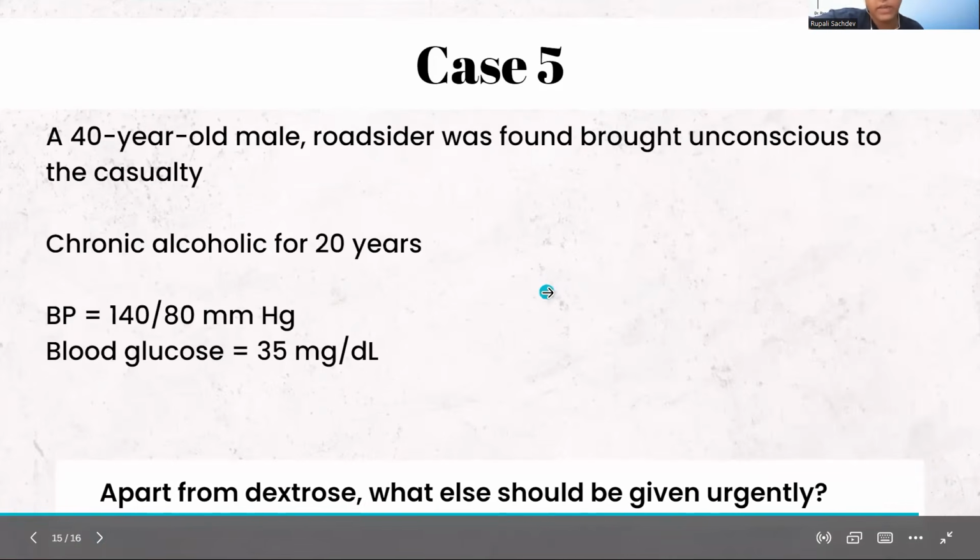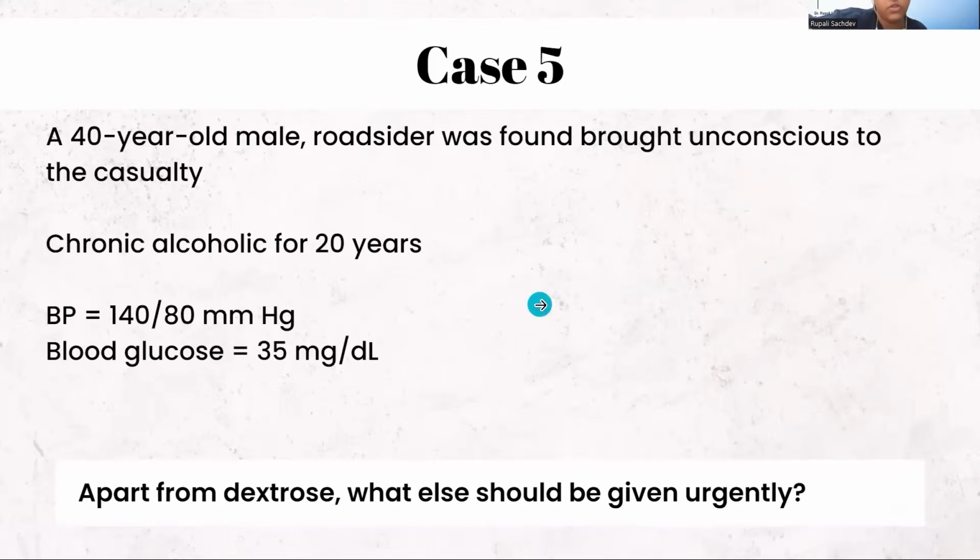Last case, 40-year-old male roadside brought unconscious to the casualty, chronic alcoholic for 20 years, BP 140/80, blood glucose 35. Apart from dextrose, what would you like to give? Now, this is a very common case scenario. Half of the patients that you get will be alcoholics. Jhagda karke aaye hain, gir ke aaye hain. Very common. Very good, Ajish.